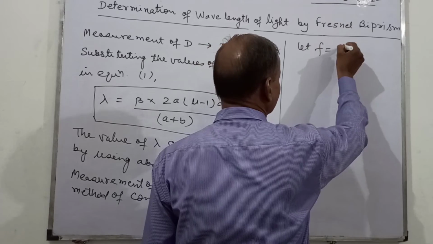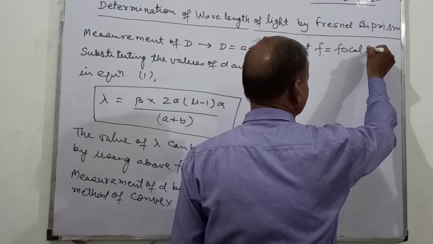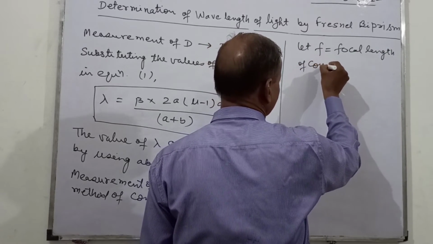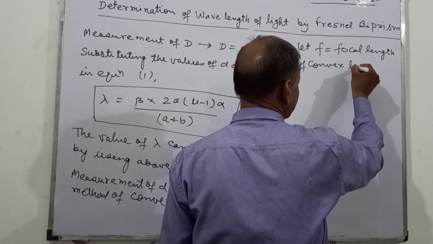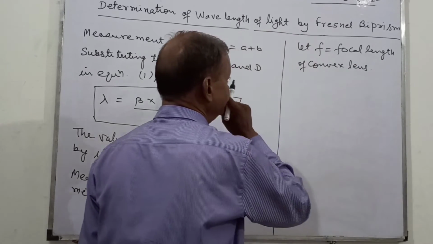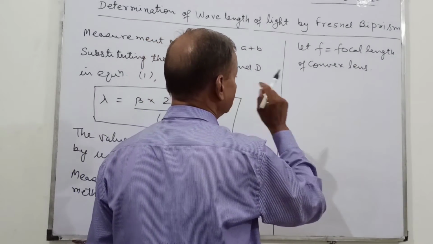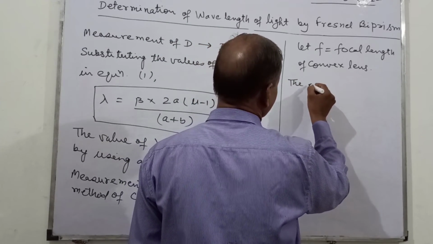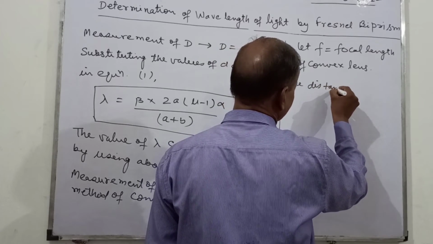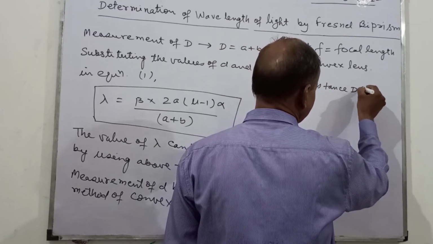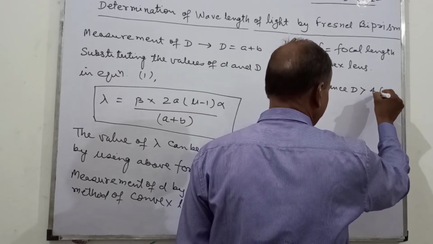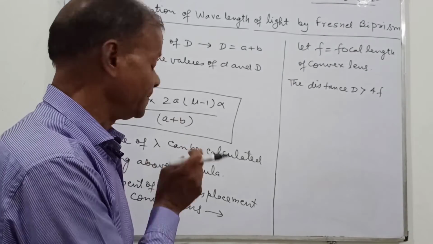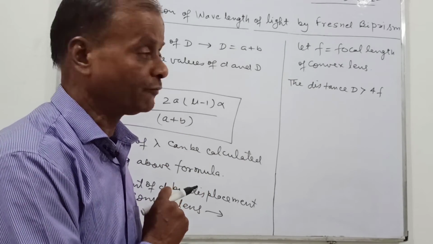Let f equal the focal length of the convex lens. The distance D is greater than 4f. This must be the satisfied condition. Only then can we use this displacement method, otherwise this cannot be used.